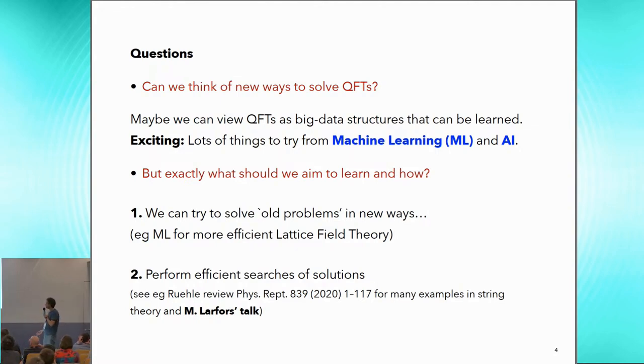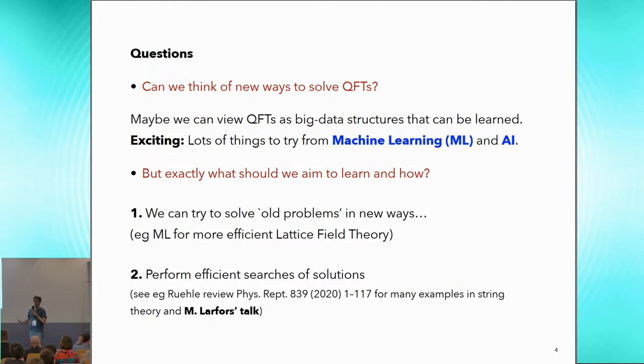So here are 3 points. One thing we can try to do is we can try to solve old problems in new ways. So for example, we can go back to lattice field theory and we can try to improve sampling processes, like use ML methods to do that, and this is something that people have been thinking about. Another thing that we can do with ML methods is to perform more efficient searches of solutions. When you have a large landscape of configurations and you search for specific ones and the search problem is very hard, ML methods have proved to be a very useful alternative.